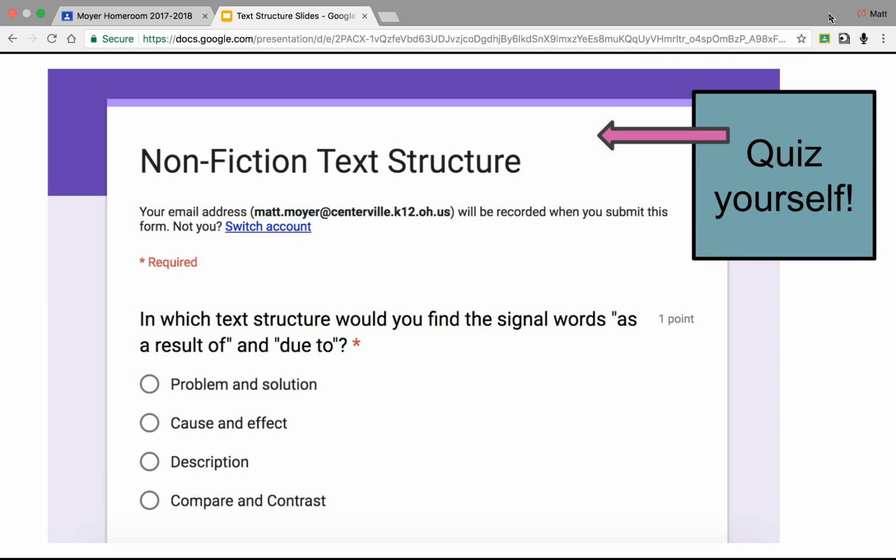One cool feature that I know our fellow fourth grade teachers have created is a nonfiction text structure survey. Kind of treat it like a little quiz. There's a link to that on our Google Classroom if you're a Moyerite.